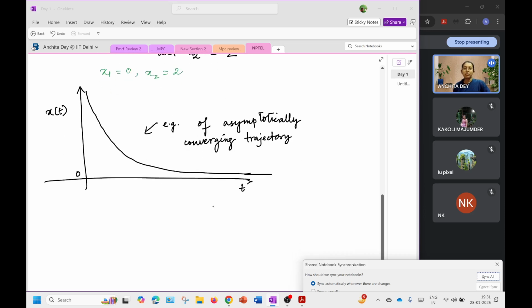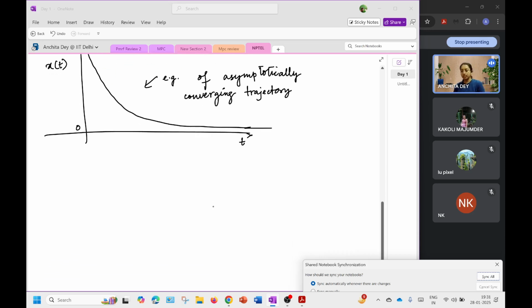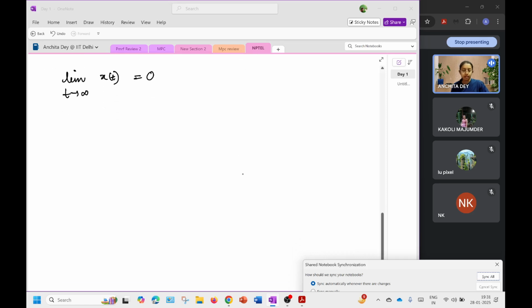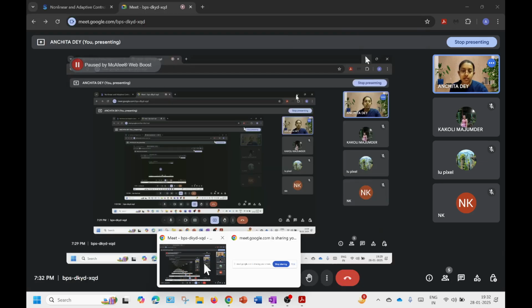So a simple way to find out the answers is to check the limiting value of x(t) as t tends to infinity. If it is equal to 0, then we say that it's an asymptotically stable point. Okay, so I think it's quite easy for all of you. Maybe I'll just show some examples. You can also help me.